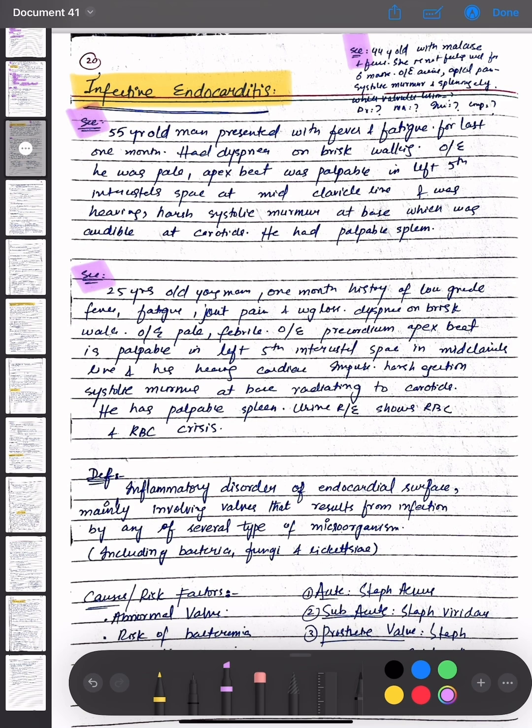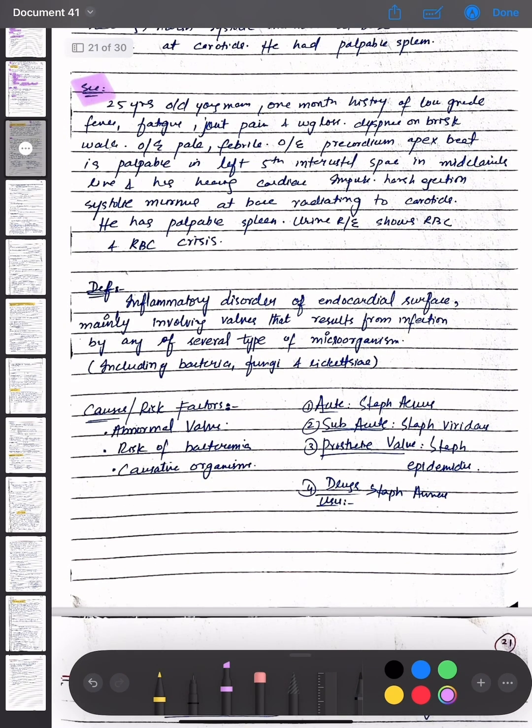He has palpable spleen, and urinary shows RBC and RBC crisis. Now, what is the definition? Inflammatory disorder of endocardial surface mainly involving walls that results from infection by any of several types of microorganisms, including bacteria, fungi, and rickettsia. The causes of infective carditis are abnormal valve, risk of bacteremia, and cost of organism.